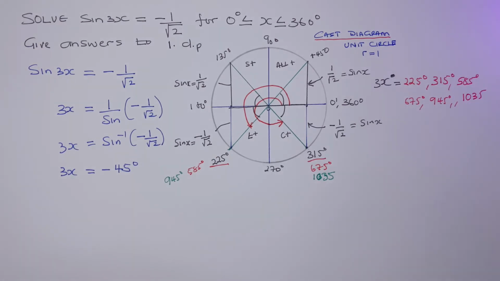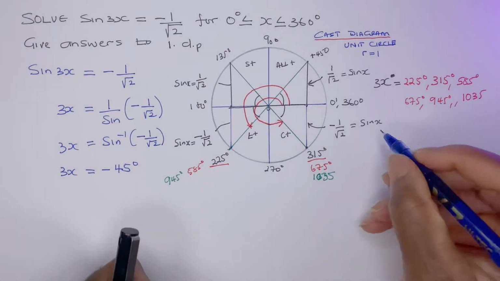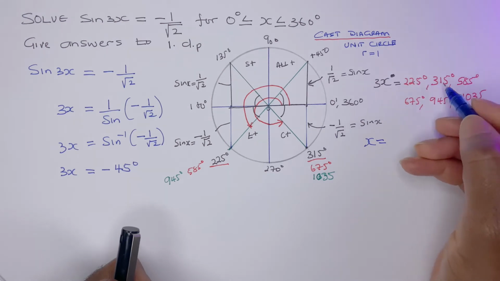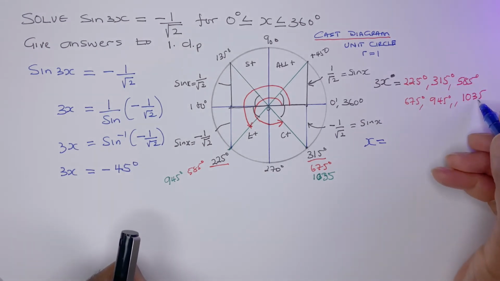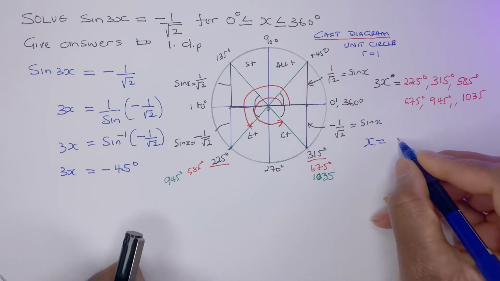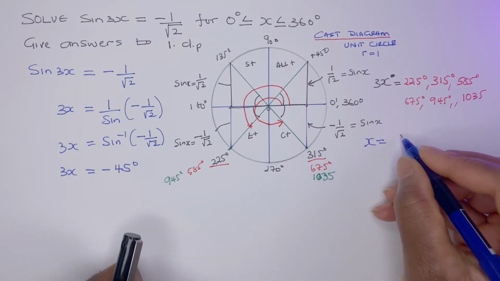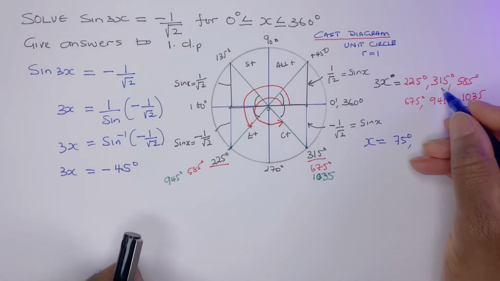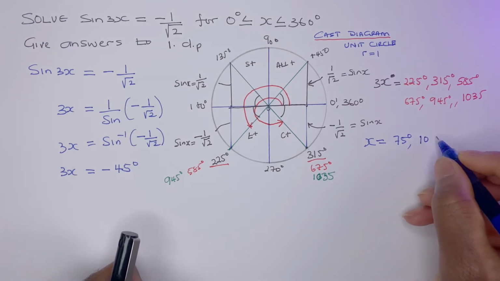So to get x now, which is what we're looking for, we have to divide that by 3, divide that by 3, divide that by 3, and so on for each one. So when we divide that by 3, we should get 75 degrees. So that's that. 315 divided by 3 should be 105 degrees.